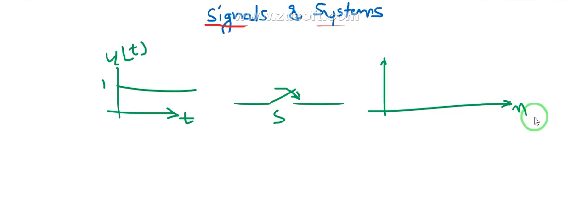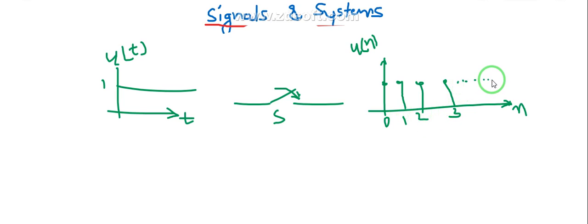It is showing discrete values, meaning for 1, 2, 3, not for continuous values. You will write here also u of n, it is a function of n. Here the amplitude is 1 for all: for 0 it is 1, for 1 it is 1, for 2 it is 1, for 3 it is 1, meaning 0, 1, 2, 3. For continuous, it is up to infinity, constant.